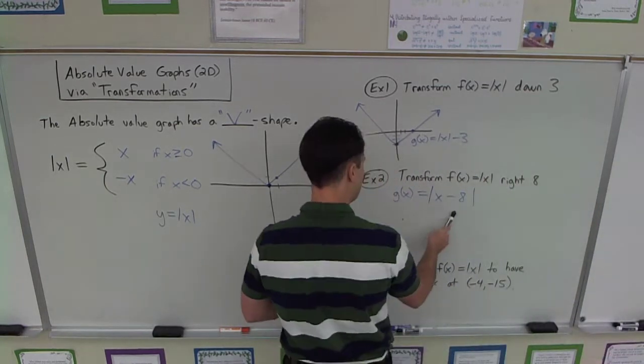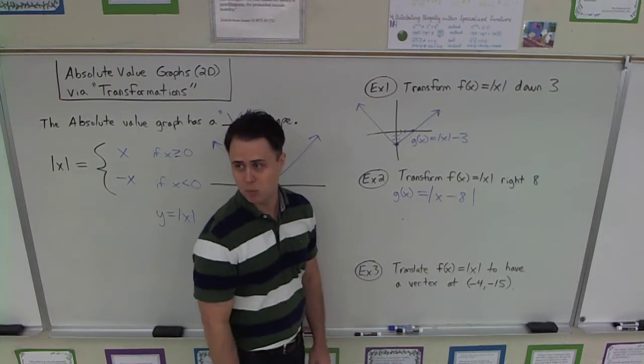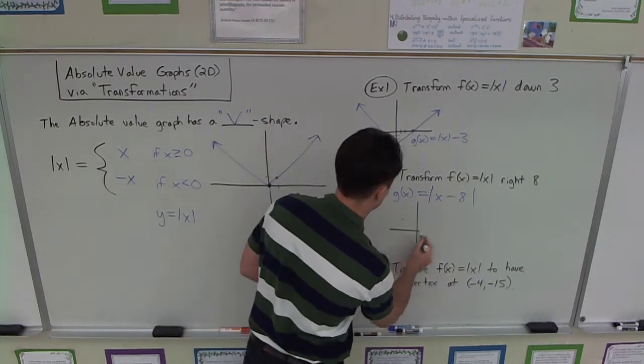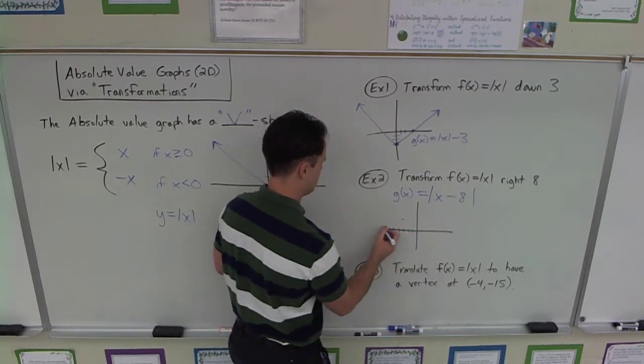Now, when you look at this, from now on, you should just know, oh, that's absolute value shaped, right 8. Boom. It's pretty easy to draw that, right? You can just take the vertex and go 1, 2, 3, 4, 5, 6, 7, 8.